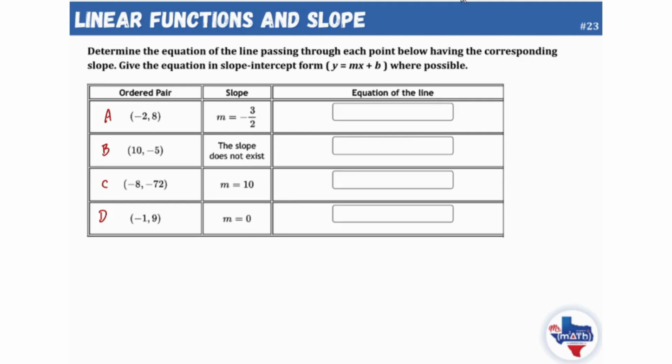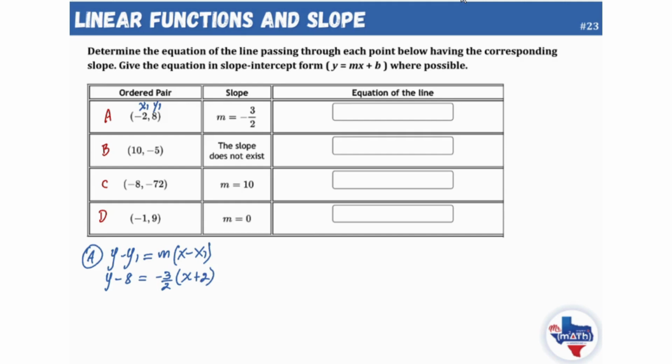So we just need to use our formula that says y minus y1 equals m times x minus x1. And this is our point x1, y1. We will have y minus 8 equals your slope, that is negative 3/2, times x minus negative 2, which makes positive 2.